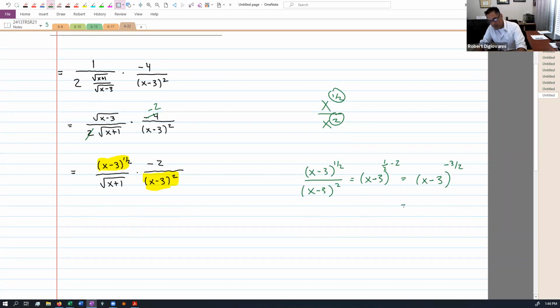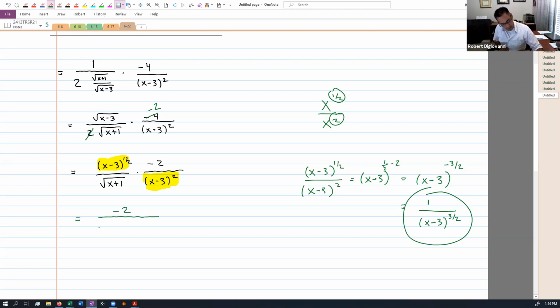And then I'm going to rewrite that as 1 over x minus 3 to the +3 halves. So I'm going to drop it back down. And so everything in yellow there is going to turn into this thing. So I still have a -2 on top. I still have the square root of x plus 1 on the bottom, but I also now have x minus 3 to the 3 halves.